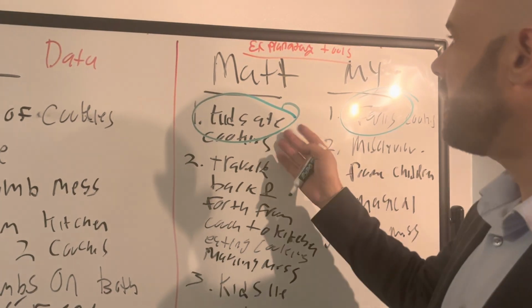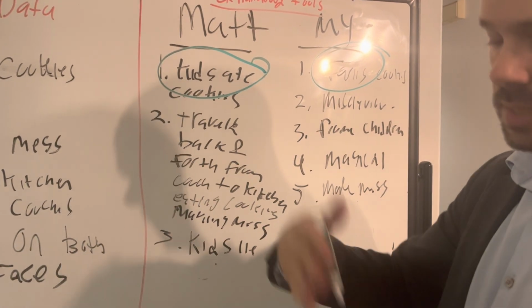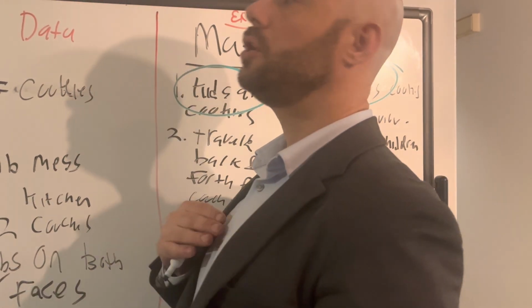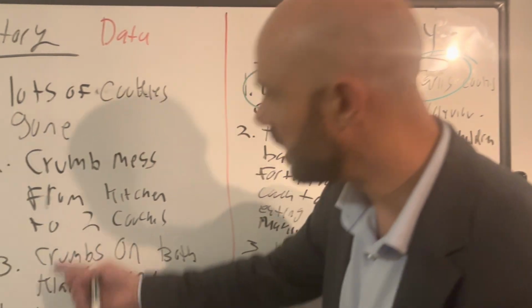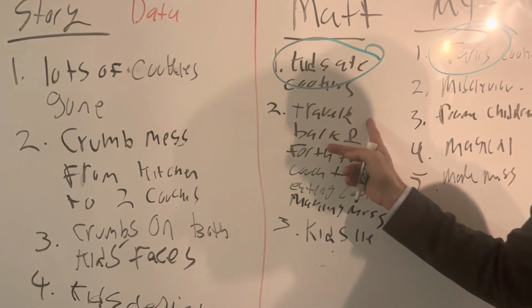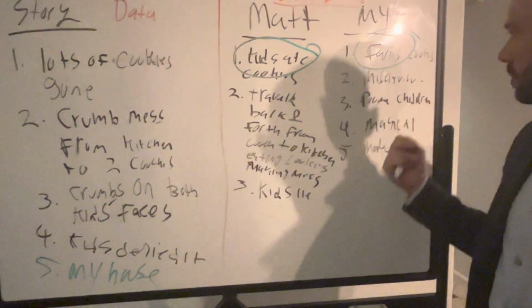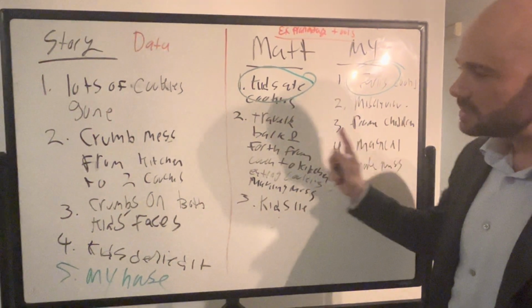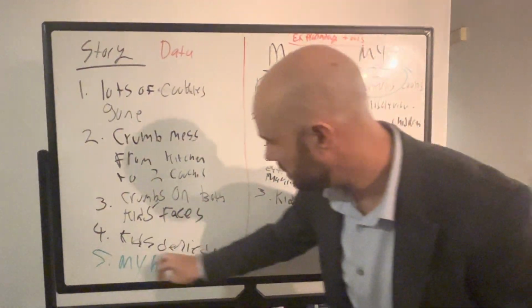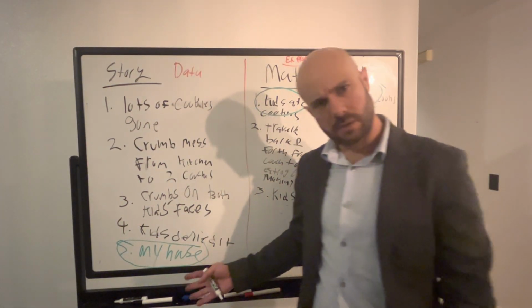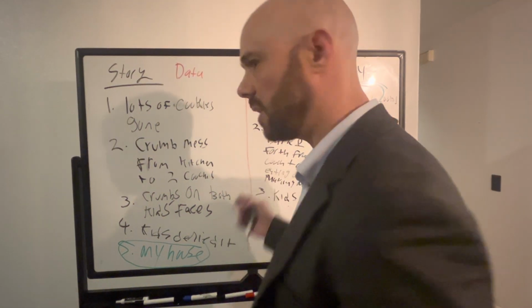So Matt's explanation that the kids ate the cookies has more explanatory power because you would expect to see all this data occur if Matt's explanation were true. If my explanation were true, you wouldn't necessarily expect to see all these things happen in my house. It's a little bit odd. Why did it happen there? It's not clear. So Matt has more power in that regard.